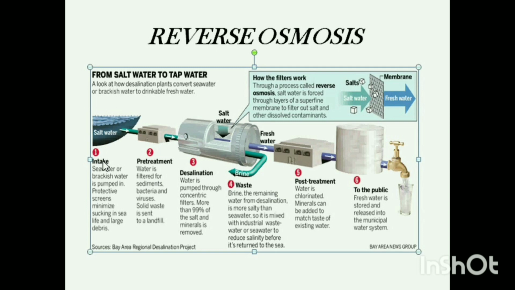In the first step, the water is collected from the sea or ocean, and then the water is pre-treated, that is, any sediments and bacteria are removed in the pre-treatment. Then that water is desalinated by using the process of reverse osmosis, that is, salts are removed from the seawater by using a semi-permeable membrane, so that the water produced will be fresh water, and that water will be post-treated, that is, required amount of chlorine and iodine are added in this post-treatment plant, then the water is supplied to the public.